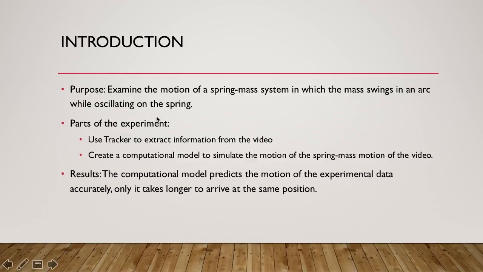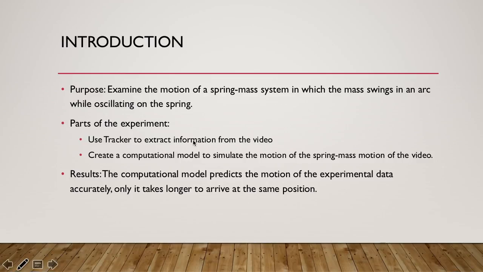The purpose of the experiment was to examine the motion of a spring mass system in which the mass swings in an arc while oscillating on the spring. The parts of the experiment: we had to use Tracker to extract the information from the video that we were given, and create a computational model to simulate the spring mass motion of the video. The results that we got were that the computational model predicted the motion of the experimental data accurately, only it took longer to arrive at the same position.